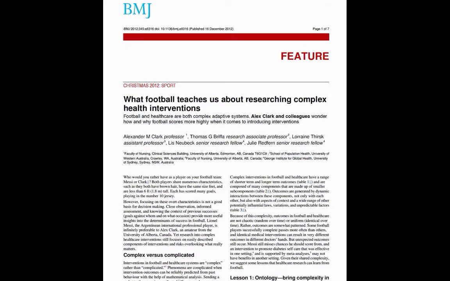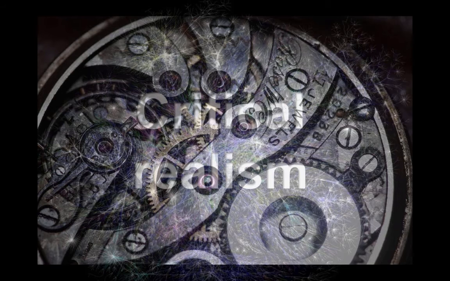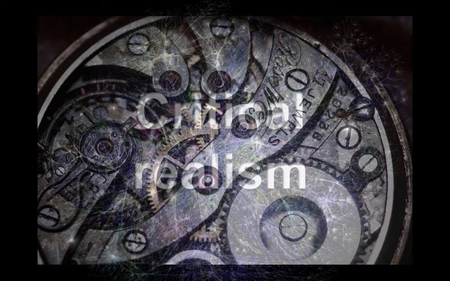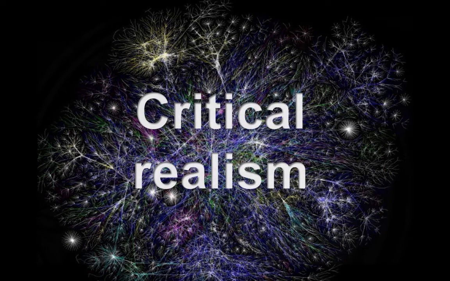So getting beyond what's superficial, what's readily observable, and what's easy to measure is really important in explaining properly. And just like a watch, we need to look beyond the face. We need to get to what's underneath to really understand why things are important. And this focus on why is the key aim of critical realism.